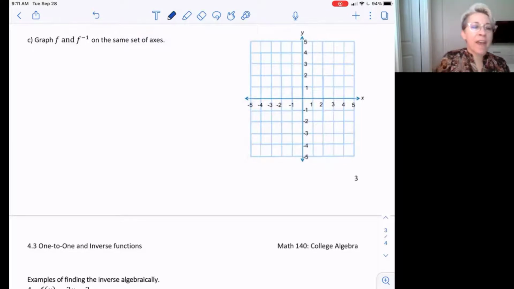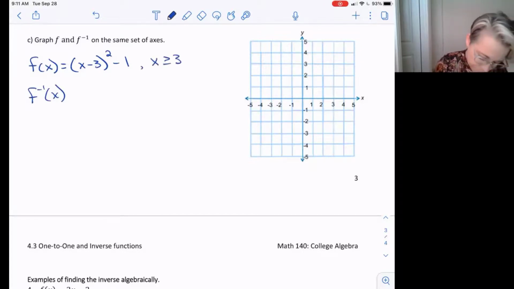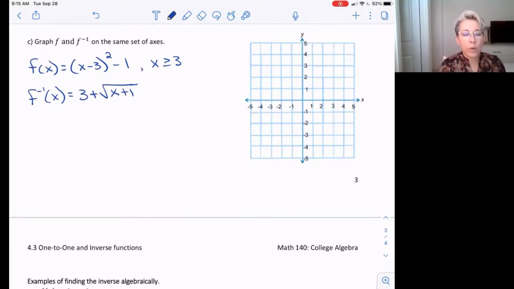Now they're wanting us to graph f and f inverse on the same set of axes. So again, f of x is x minus 3 quantity squared minus 1, where x is greater than or equal to 3. And the inverse of x we found to be 3 plus the square root of x plus 1. Now, as you recall, we restricted the domain for f of x, which means the domain for f inverse will probably be restricted as well.